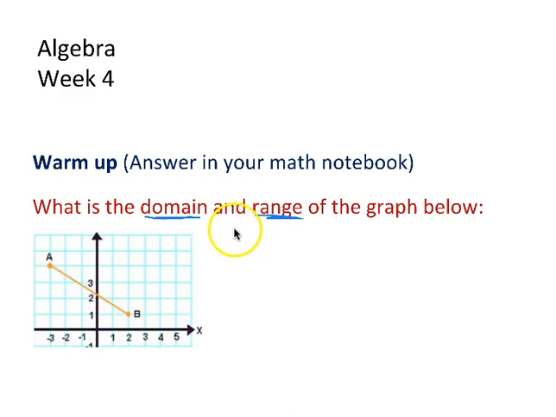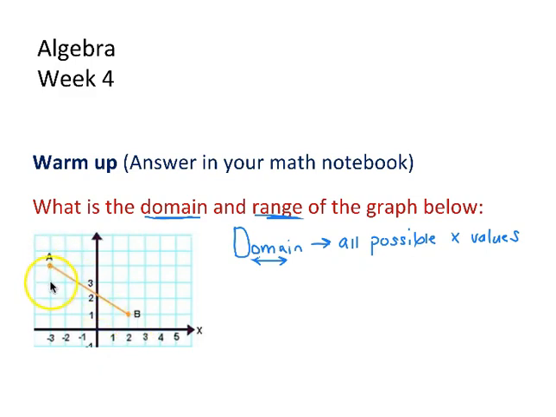All right, so domain, let's start with domain. So what is the domain of a graph? Remember, the domain is all your possible x values. You can think of it as your horizontal values, your x values. So what are the values that the graph has, all the possible x values, the horizontal values. So looking from A to B, what are my possible x values?